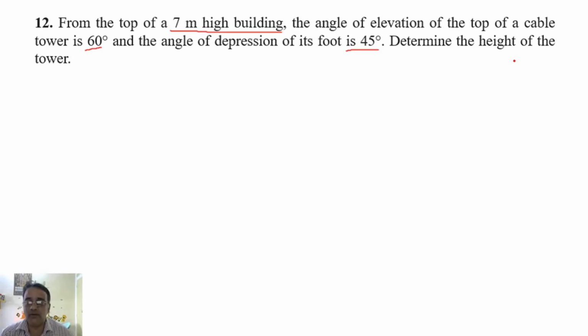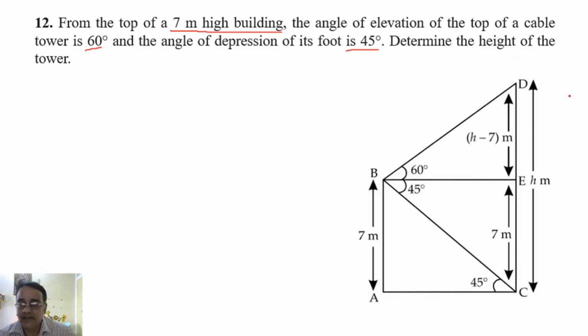तो यहाँ पे एक ही unknown है. So let us draw the diagram first. See, AB is the height of the building. ये building है 7 मीटर का. Okay, and h meter is the height of the cable tower. We are observing from here, point B. Observing the top, so we'll get angle of elevation that is 60 degree, and observing the foot, क्योंकि नीचे साइड में देख रहे हैं इसलिए this is angle of depression that is 45 degree. Okay, any doubt in diagram?